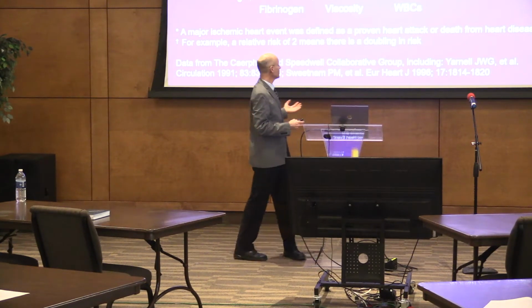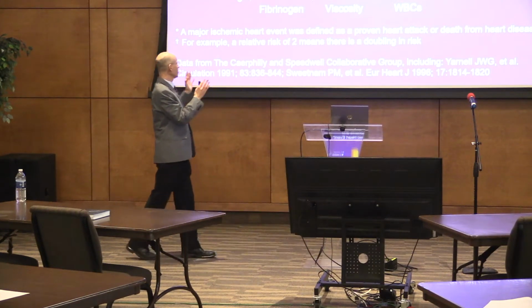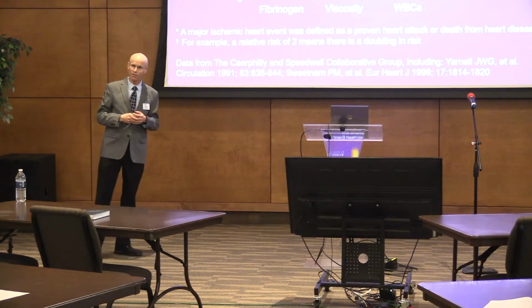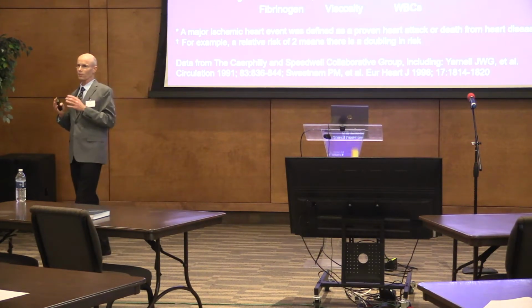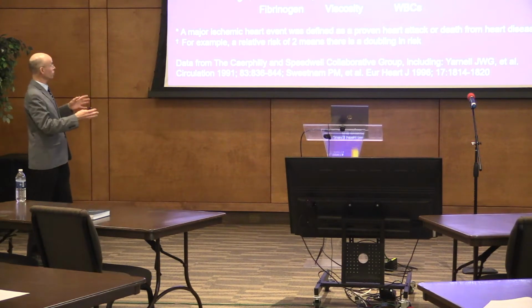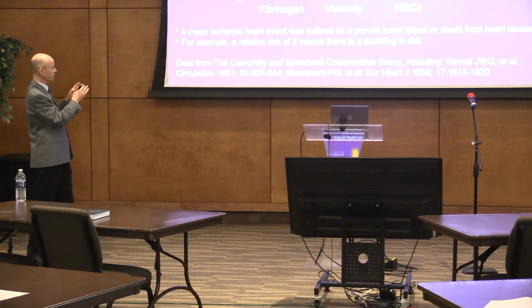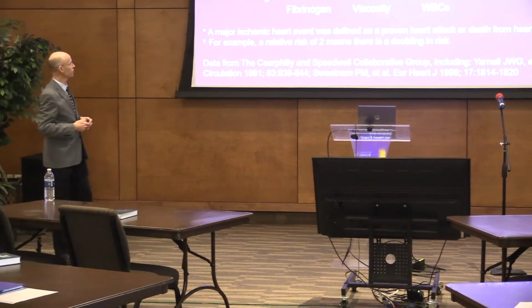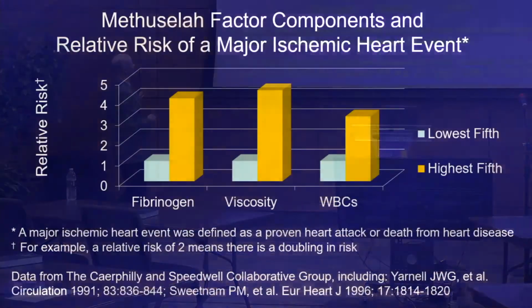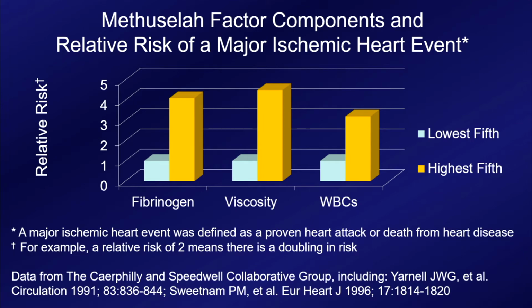So you look here, this is looking at quintiles. It's dividing the population into fifths. If you compare the lowest fifth of the population, those are the ones with the best values when it comes to fibrinogen and viscosity in those first two columns, you see that you're talking about a fourfold difference in relative risk of a major ischemic heart event if you have worse hemorheology markers in terms of fibrinogen and viscosity. Now here's the other interesting one, white cell count. The higher your white cell count, the poorer your blood fluidity.